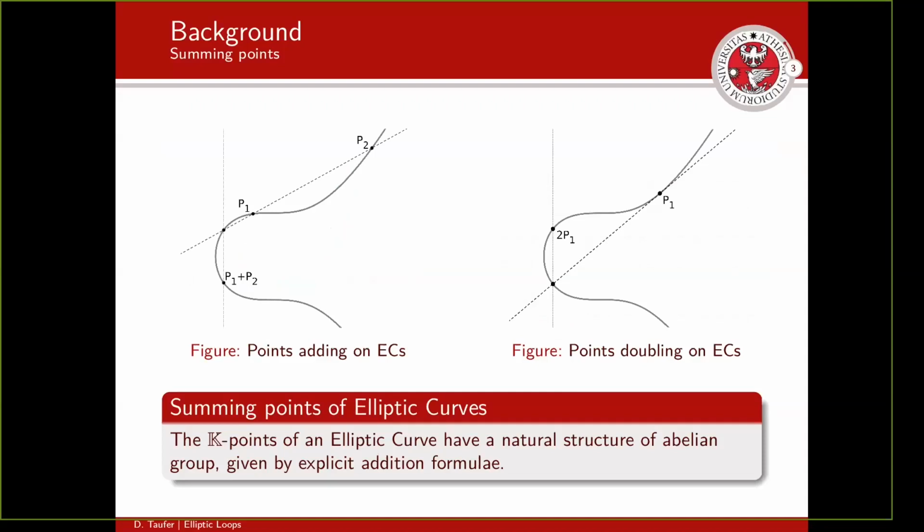Why are these curves so special? We know that these are not just the zero set of a polynomial, but they are also an abelian variety. You may define a sum over these curves. To sum two points P1 and P2, you just draw the straight line through these points. You find the third point on the curve, you reflect it, and then you find P1 plus P2. And in a similar fashion, you may evaluate the double of a point.